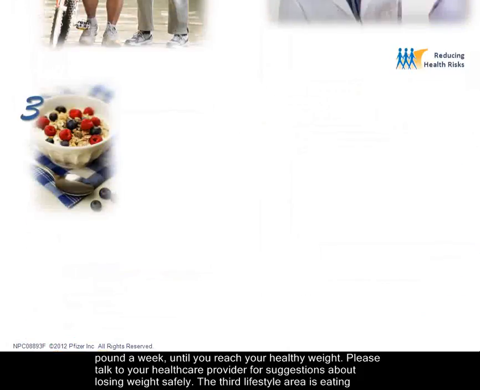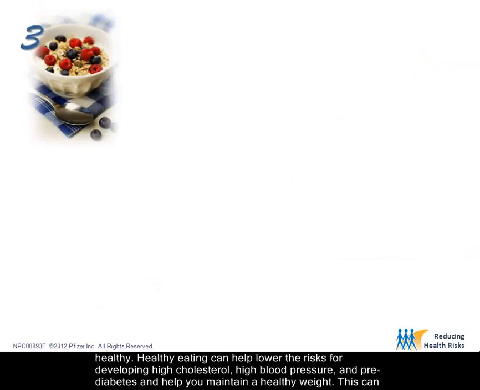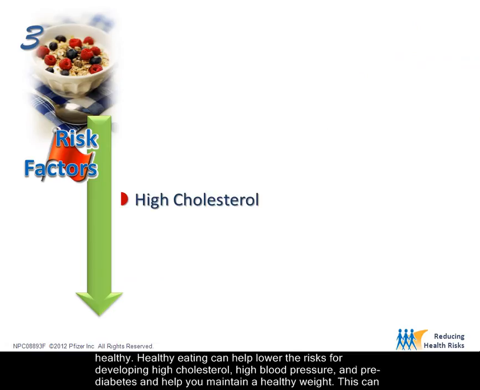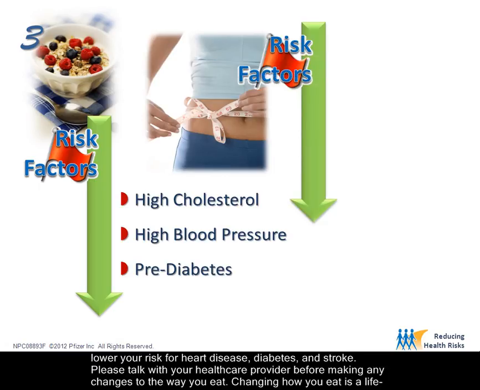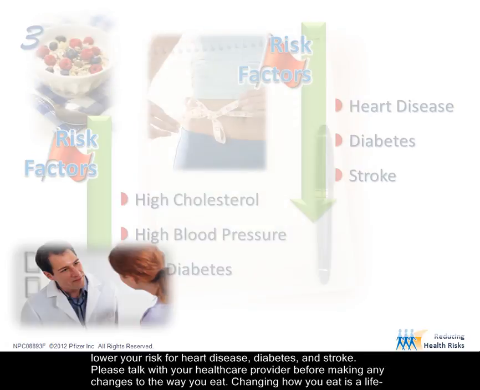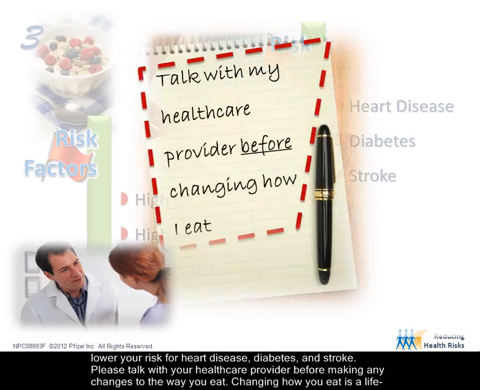The third lifestyle area is eating healthy. Healthy eating can help lower the risks for developing high cholesterol, high blood pressure, and prediabetes, and help you maintain a healthy weight. This can lower your risk for heart disease, diabetes, and stroke. Please talk with your healthcare provider before making any changes to the way you eat.